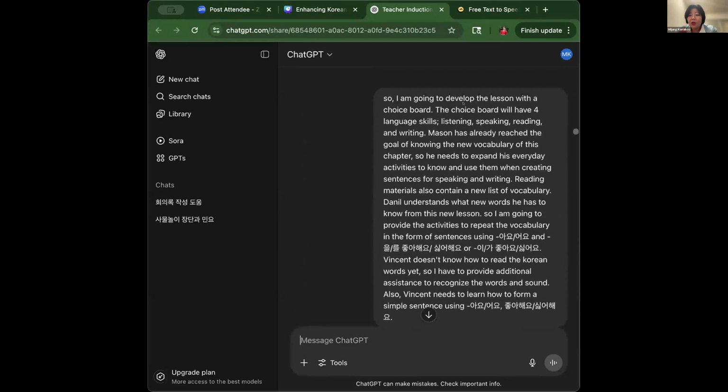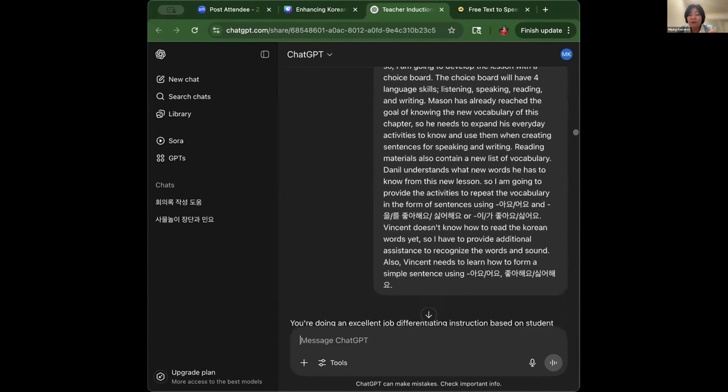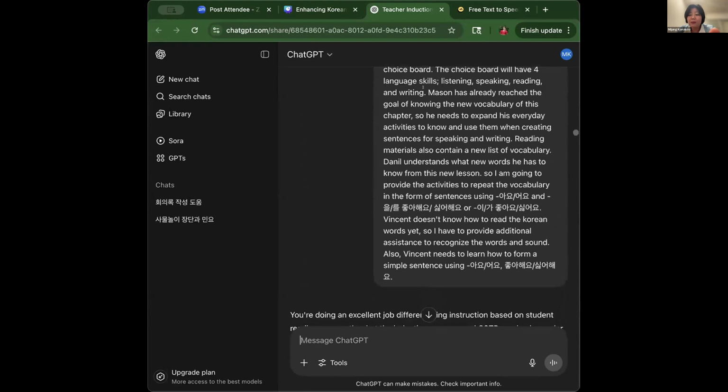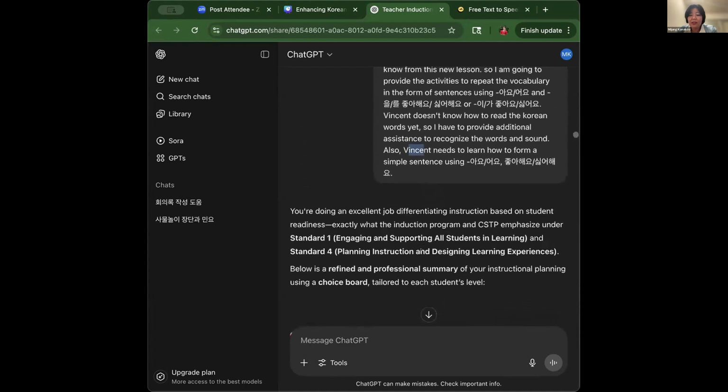And then here I said I'm going to develop the lesson with a choice board, where they can make choices of which one they want to do. The choice board will have 4 language skills: listening, speaking, reading, and writing. So I just explained that Mason's level is like this, Daniel's level is like this, and Vincent's level, they need to learn more in detail, that kind of thing.